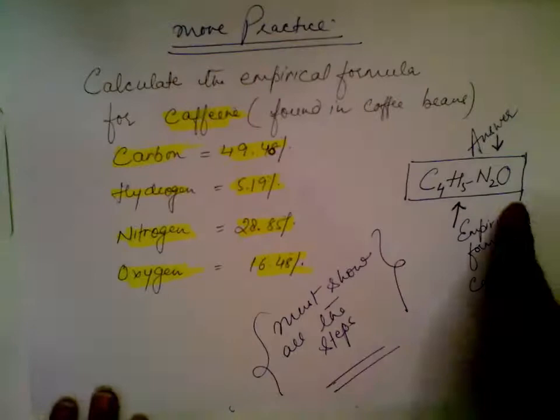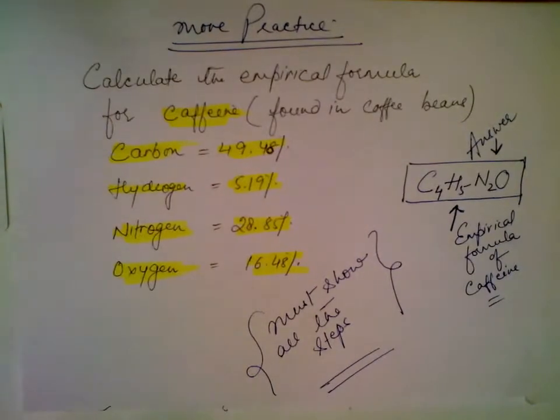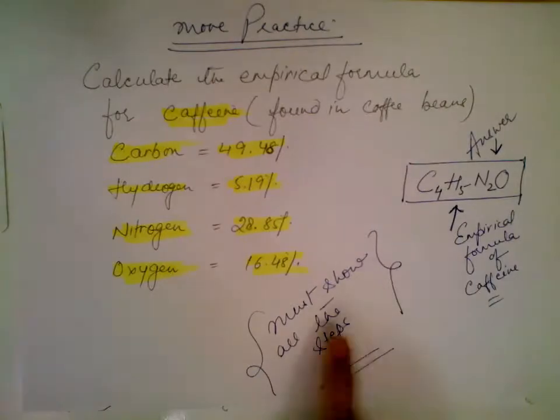So here, just try this. I'm giving you the answer. The answer is right here. You're calculating the empirical formula for caffeine, which is found in coffee beans and a little bit also in tea. So here is the answer, but you need to show all the steps.